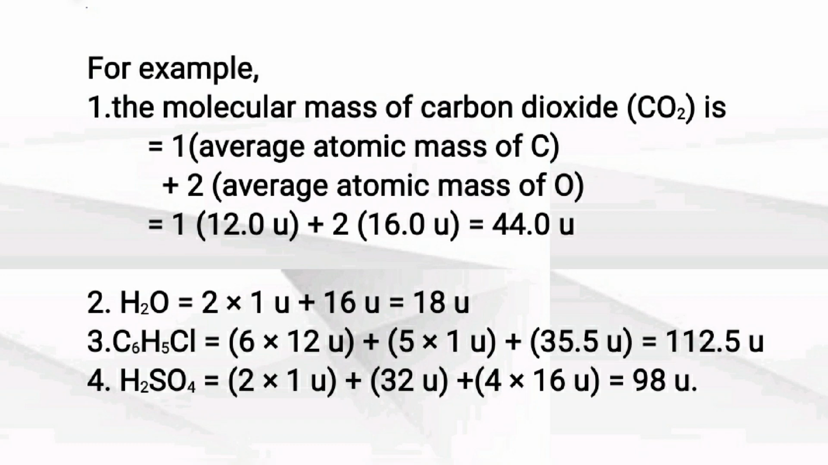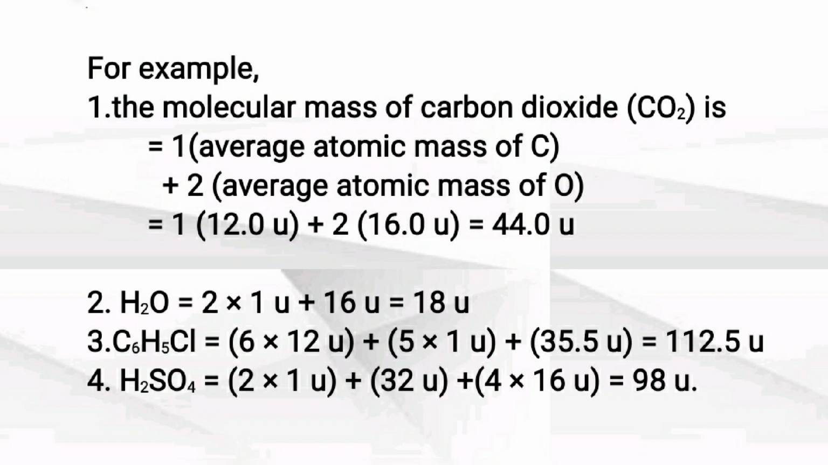So in this way, whenever we are calculating molecular mass, we have to multiply the number of atoms by their atomic mass and then add. Second example is water, that is 18 unit. Third example is C2H5Cl, means chloroethane. Its molecular mass is 64.5 unit. Fourth example is sulfuric acid, H2SO4. Its molecular mass is 98 unit.